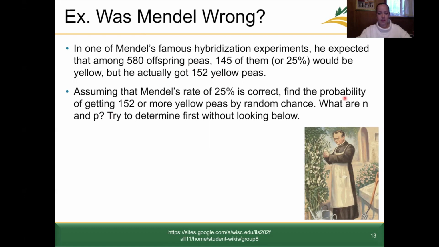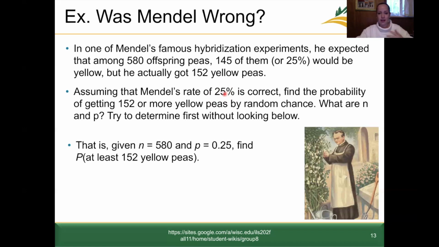So n is our number of trials. Here we're told we're looking at 580 different pea plant offspring. So that's our value of n. For our value of p, we remember that's the probability of success in one of the n trials. Because we're given the success rate here of 25%, we need to take this percentage and make it into a non-percentage number. So 25% divided by 100 is 0.25. So in other words here, our n value is 580, our p value is 0.25.